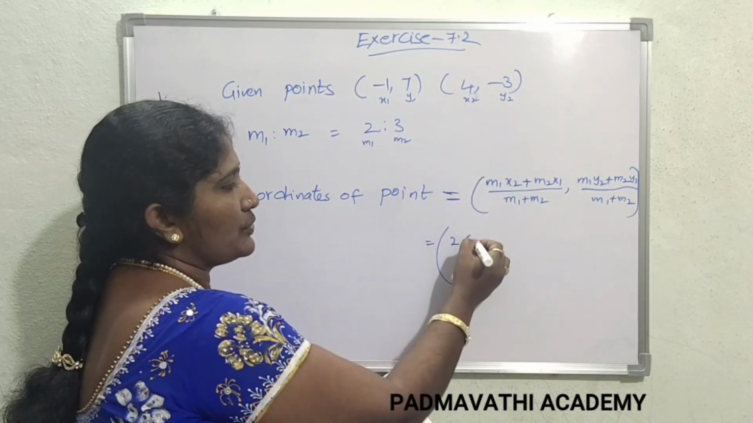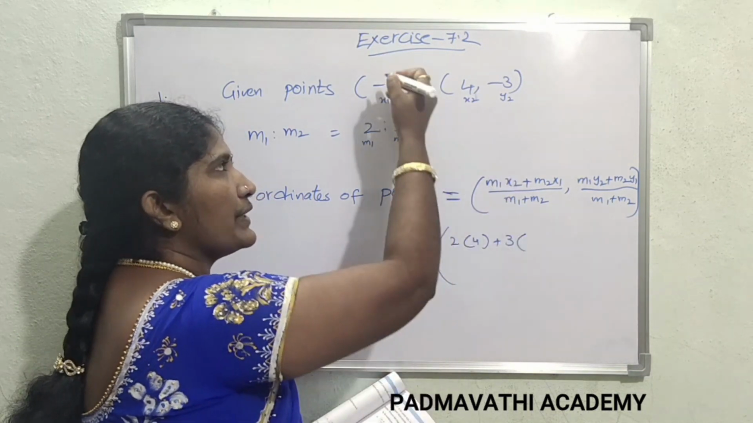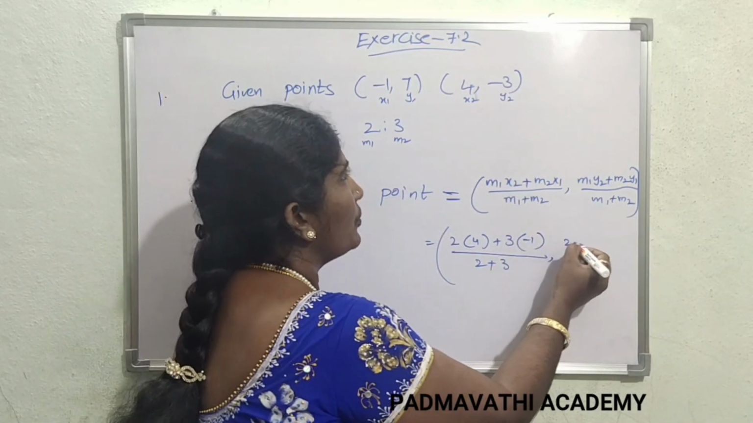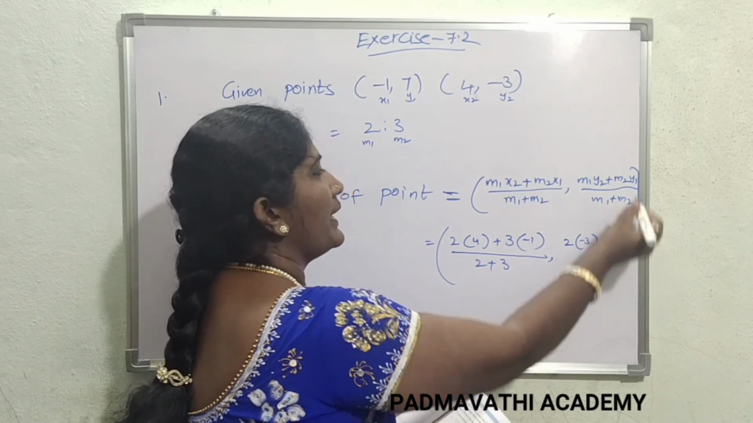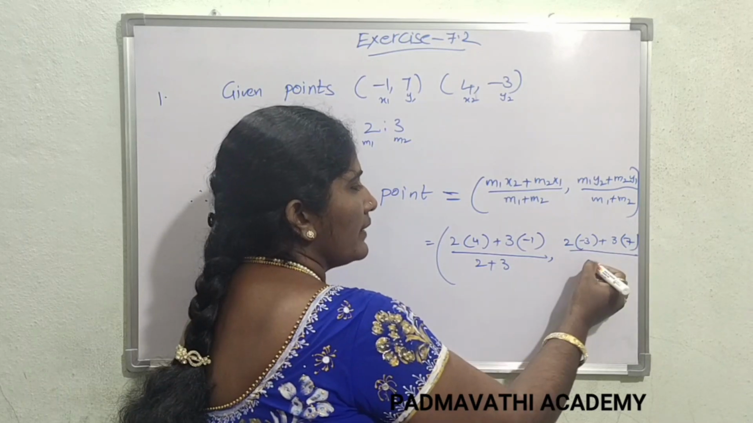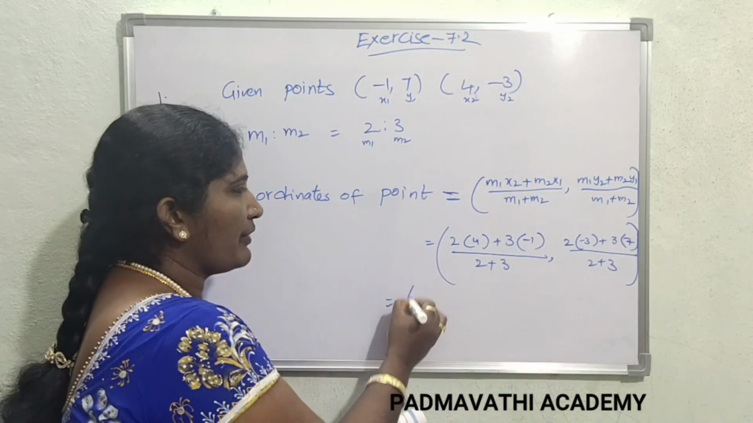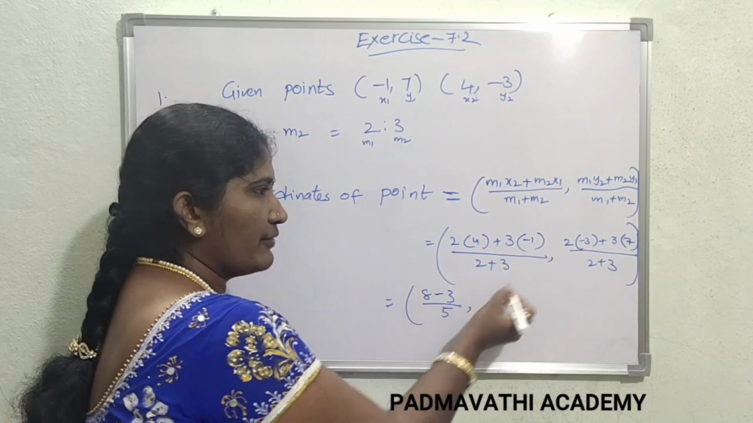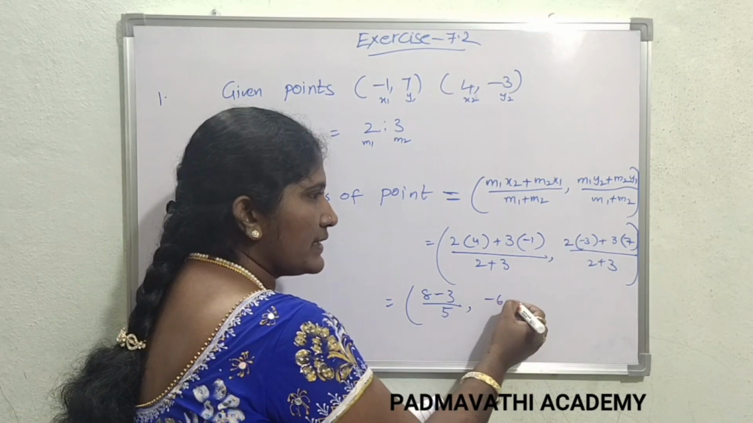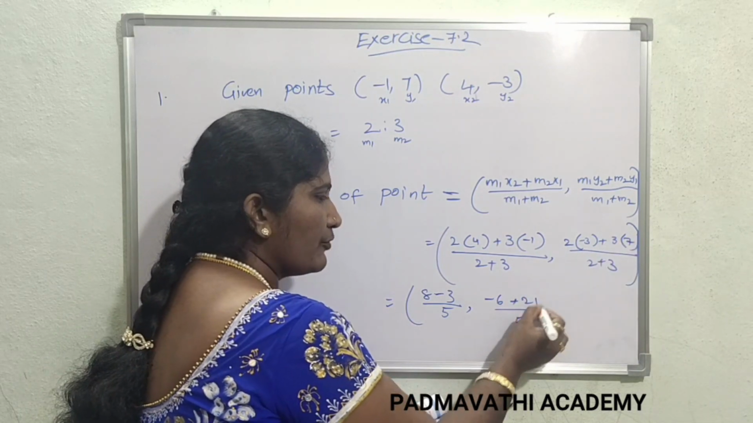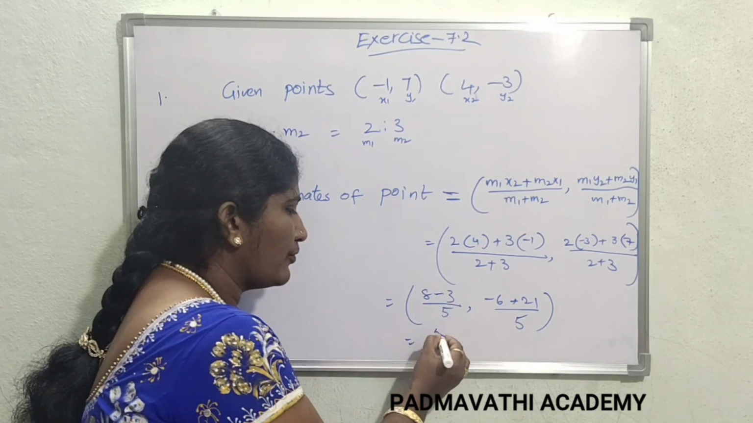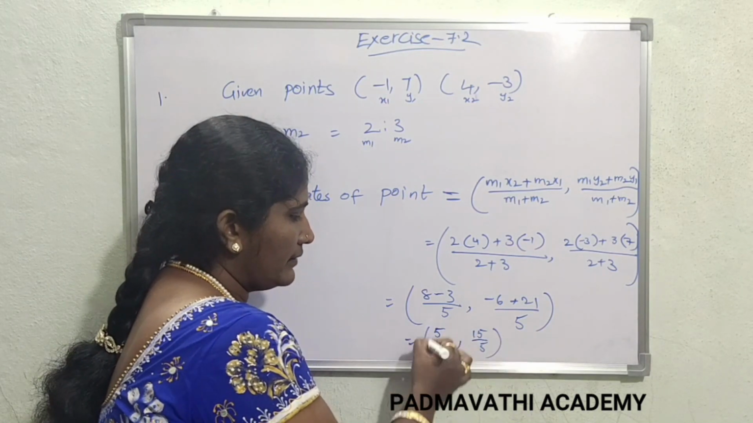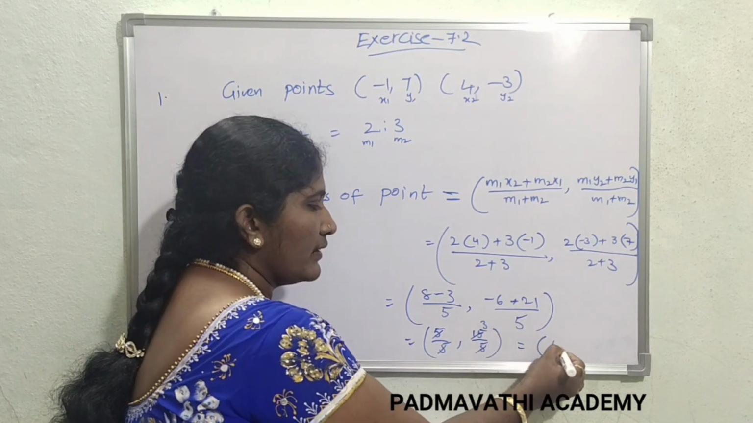m1 2 into x2 4 plus m2 3 into x1 is -1 by m1 plus m2, 2 plus 3. Next, m1 2 into y2 -3 plus m2 3 into y1 7 by 2 plus 3. Now simplify. 2 4s are 8, 3 1s are 3 with the minus sign, so 8 minus 3 is 5, over 5. 2 times -3 is -6, plus 3 7s are 21, so 21 minus 6 is 15, over 5. 5 1s are 5, 5 3s are 15, so the answer is (1, 3).